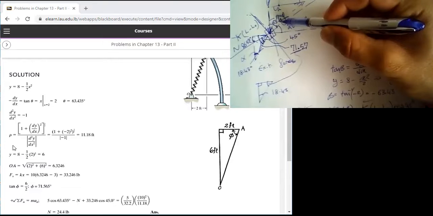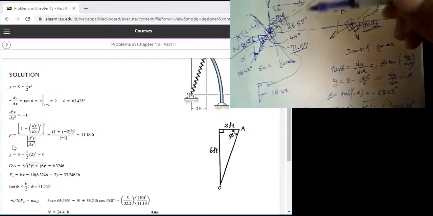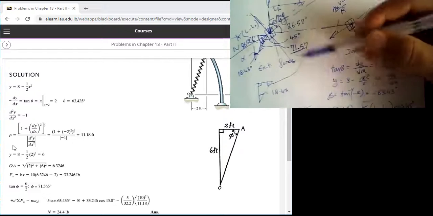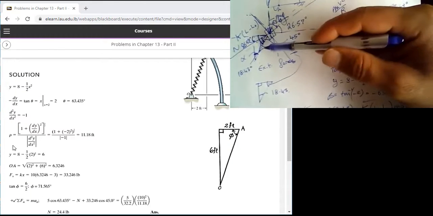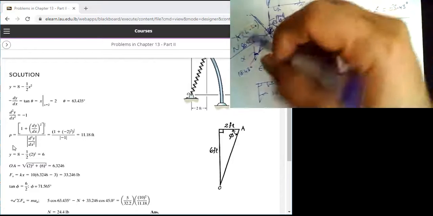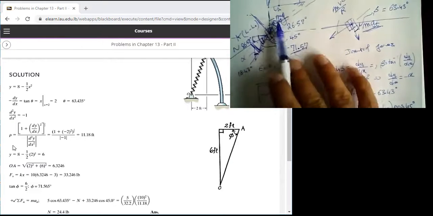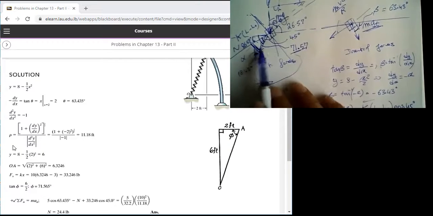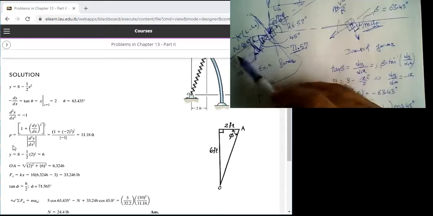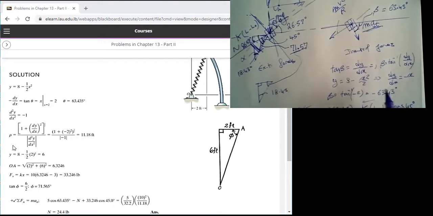Yes. It's mg sine 63.4 plus the force of the spring times sine 45, right? Yes. Okay. So the spring force times sine 45 will give you this component, plus mg sine 63.4, right? And I know the angle of the spring force with respect to the normal force is 90. Right? Yes. Yeah. Okay.